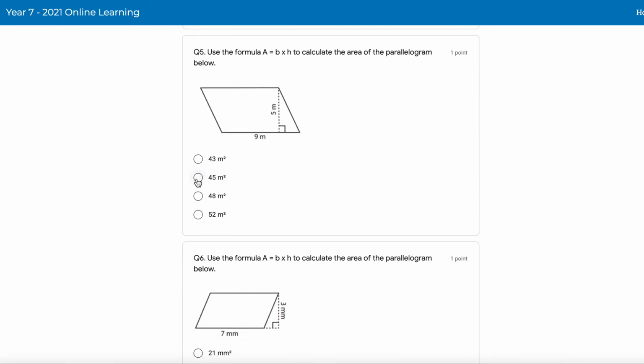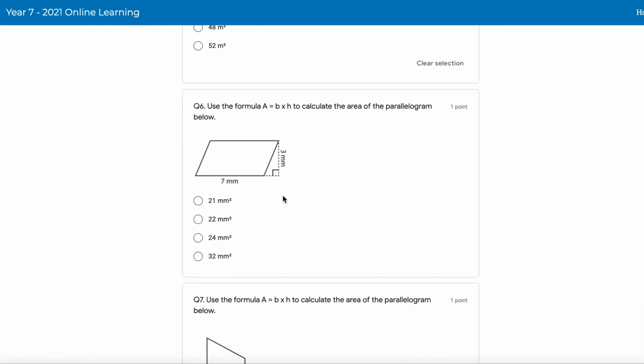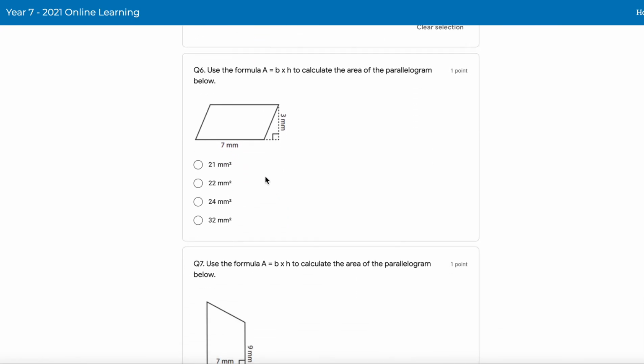9 times 5, 45 meters squared. 7 times, what's the perpendicular height here? So it's showing the perpendicular height outside of the parallelogram instead of inside the parallelogram, but that's the same height because that line there starts at the same point as the base and it ends up here on the side that's parallel to the base. So it's going to be the exact same height as if the line was here. So the perpendicular height is still 3 millimeters. 7 times 3, 21.